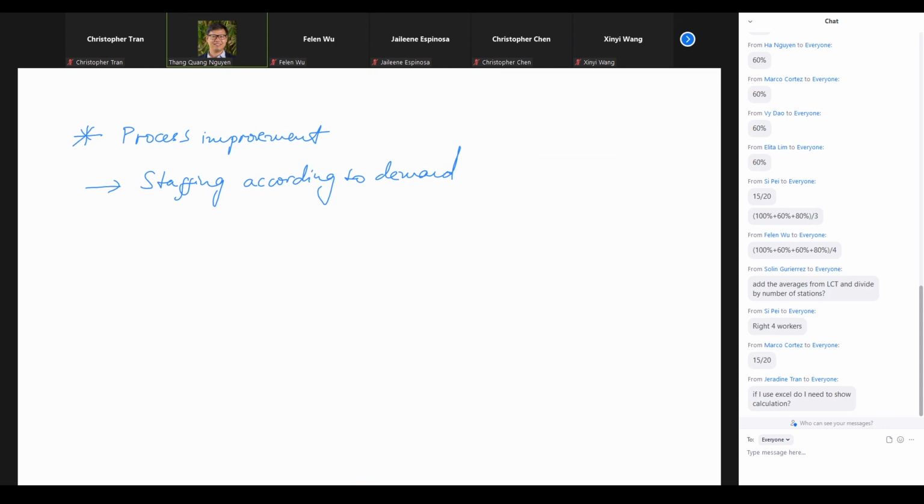In the textbook or in the slide, there's an equation. You don't have to worry about that equation for now. We're going to learn that in the later chapters. Just the intuition: when we have more demand, we need more workers. If we have less demand, then we do not need that many workers, right?